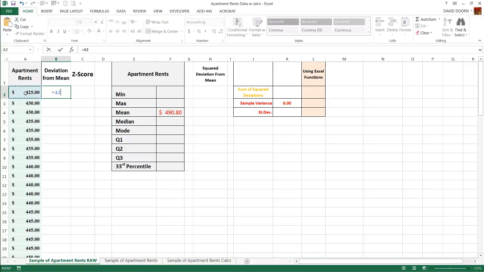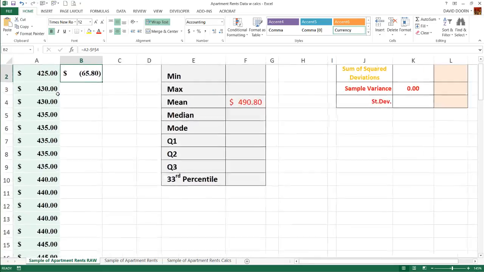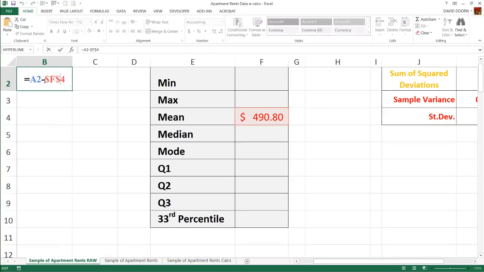Equals the data value minus the sample mean. Now we want the data value to change as we move the formula, but again we want a constant reference to this sample mean. Okay, so remember we need to hit F4 or whatever it takes on your machine to get that constant reference. And of course, last resort, you can just type in those dollar signs. Let me make this bigger. Dollar signs around the column. That will make that a constant reference to F4.